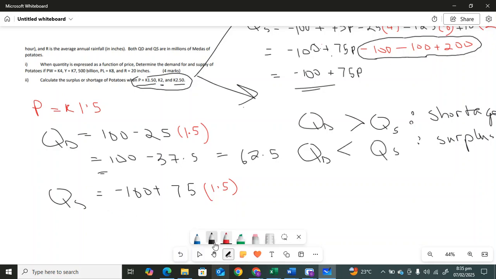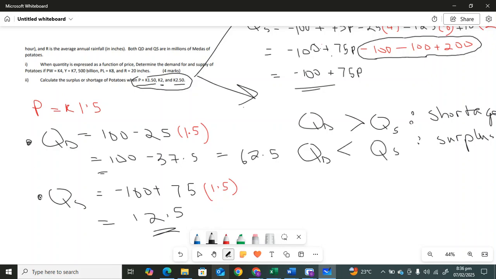That would get a negative value. Colleagues, when quantity supplied is negative, what do you think that means? Quantity supplied 12.5 million medals. Okay. So here, what do we have, colleagues? 112.5, yes. So negative 100 plus 112.5. I think I should have written that. I just went to the answer.